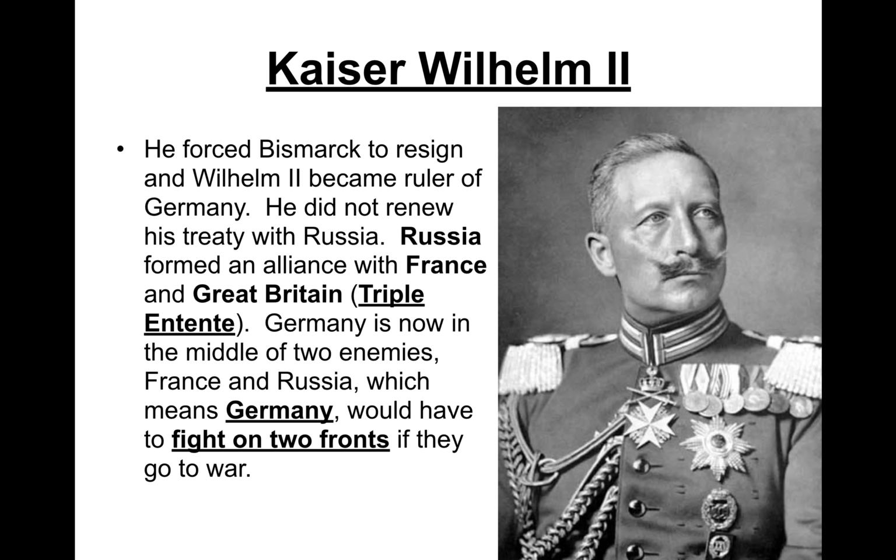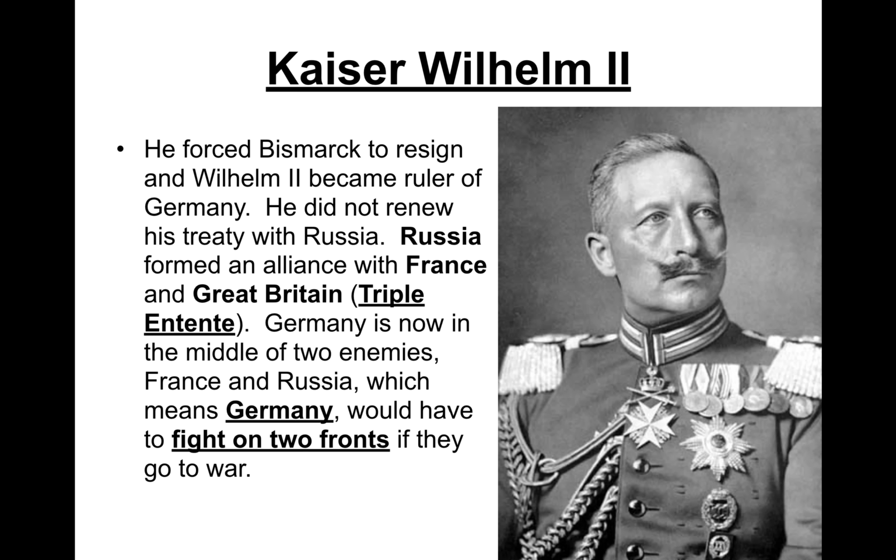But since Russia is on the far east side, they need some friends. They can't be isolated themselves. And if something were to ever break out like a war, they're going to need some help. So Russia forms the Triple Entente. This is an alliance between Russia, France, and Great Britain. Once again, it's called the Triple Entente.